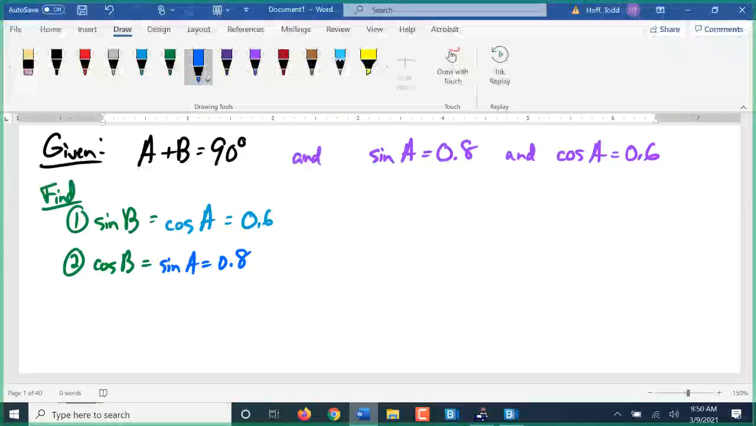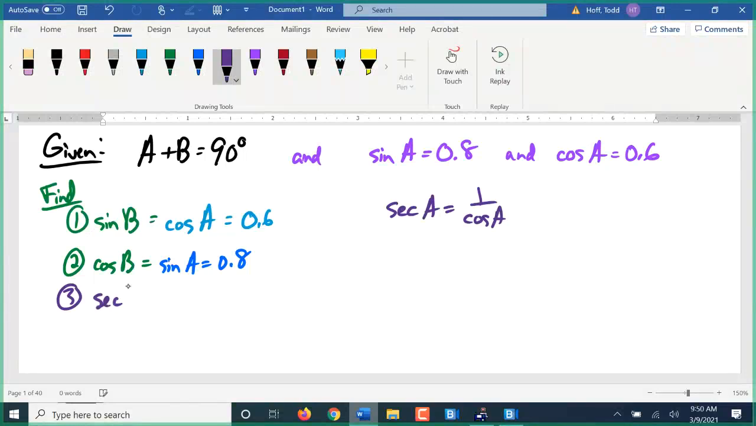So that is our basic complementary identity. The sine of one equals the cosine of the other. But then we also have that identity that the secant of A is equal to 1 over the cosine of A. So if I ask you to find the secant of angle A, that would be 1 over the cosine of angle A, or 1 over 0.6, which is 1.667.